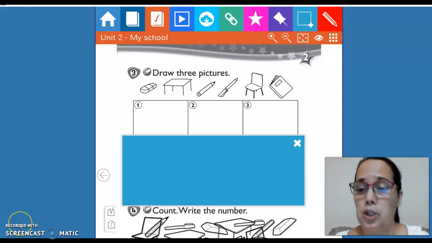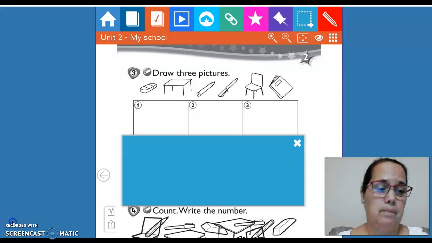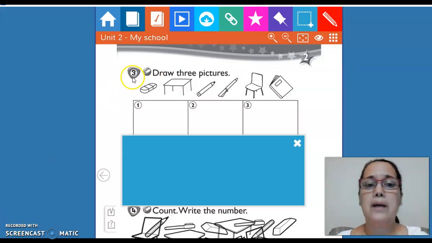Okay, let's continue. Please take out your activity book and open at page 11. Activity book, page 11. Activity 3. On activity 3, you are going to draw 3 pictures. How many pictures are you going to draw? 3. 3 pictures. Okay? How many pictures do you see? Very good. 6 pictures. 1, 2, 3, 4, 5, and 6.